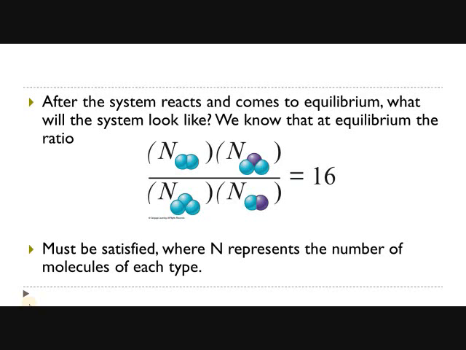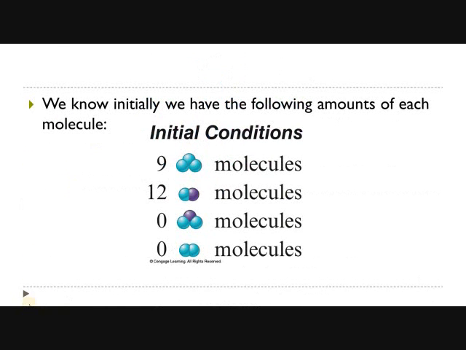Now this number 16 is just an assumption that the equilibrium constant will be 16. Okay? And so this 16 just says that the constant K equals 16 for the ratio when we take the concentrations of all of the different molecules involved, and n is the number of those molecules. So initially we have these amounts. It's a little bit farther down. There's 9 of the 3 blues and 12 of the 1 blue, 1 purple, and then those are the 2 reactants and then no products.